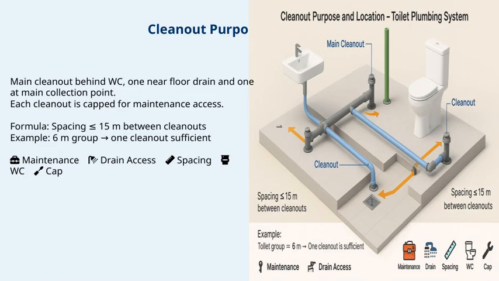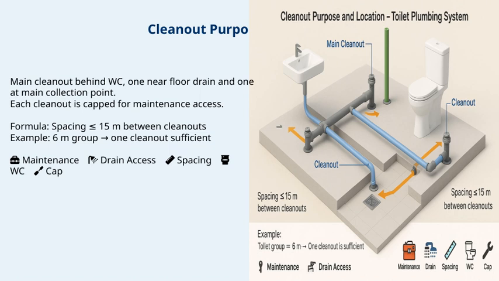Let's take a look at the purpose and location of the cleanouts. Generally, you'll find the main cleanout located behind the toilet, which is the WC or water closet. In addition, there are cleanouts near the floor drain and at the main collection point. Each of these cleanouts is capped, making maintenance access straightforward when needed.